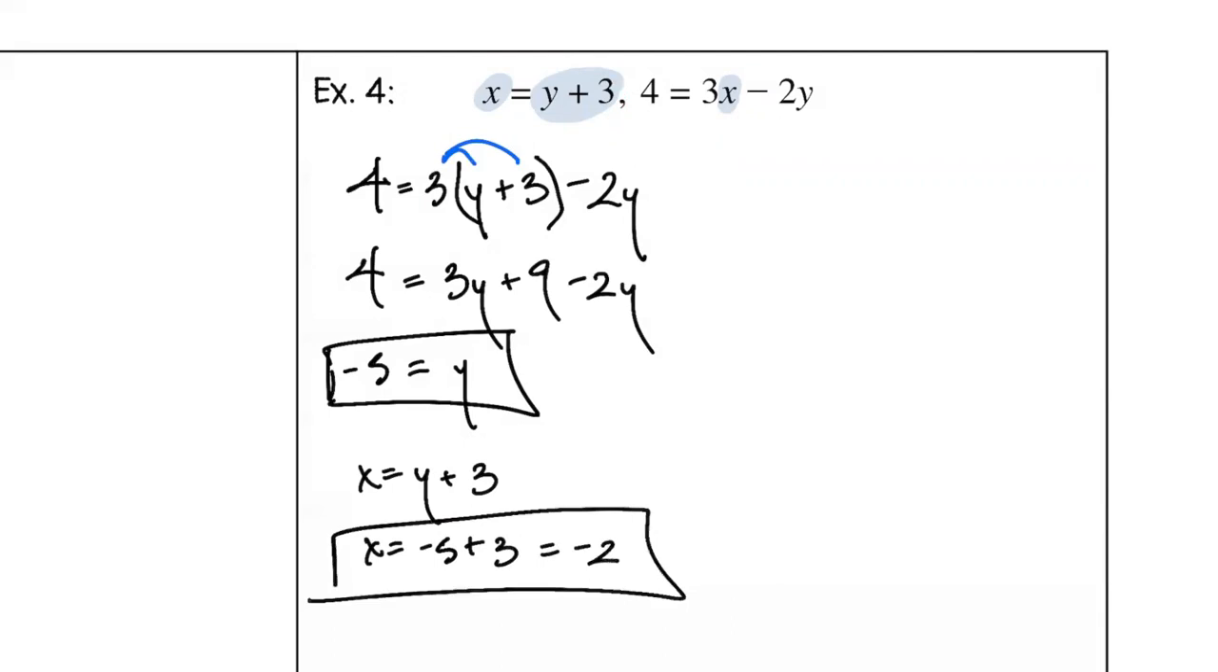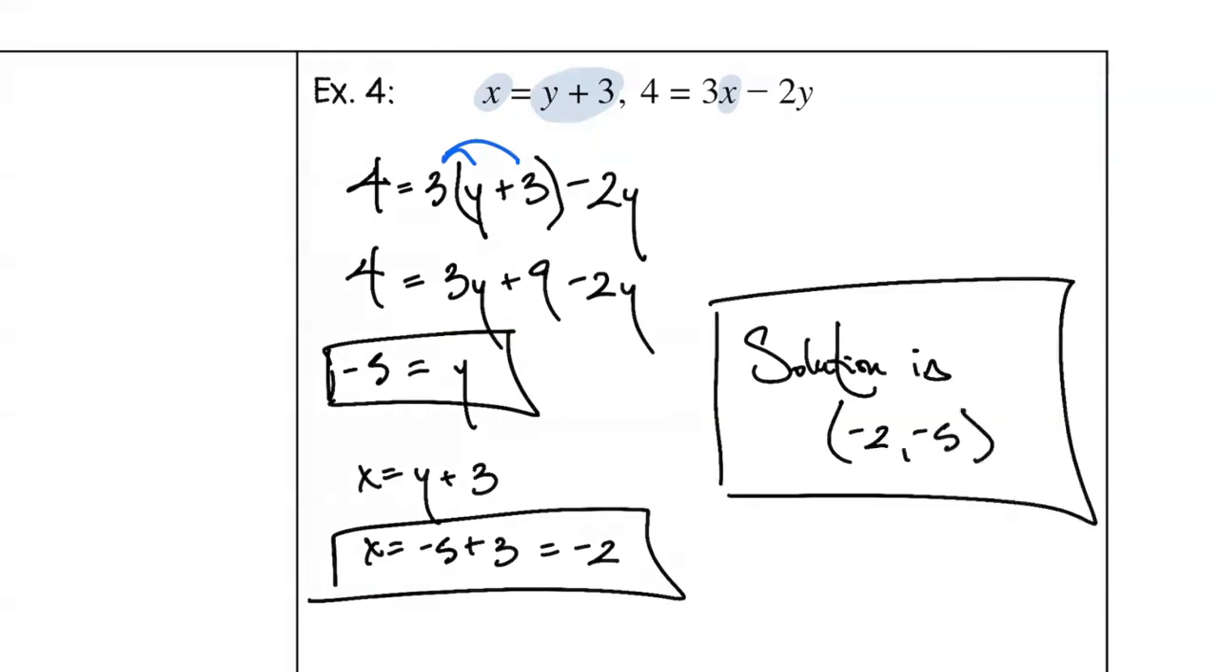All right. And typically when we write our answers for these, let's think back to what it means on a graph. What we have here is one x and one y value. And so our solution is (-2, -5), right? The solution is where the two lines, if we graph them, intersect. All right.